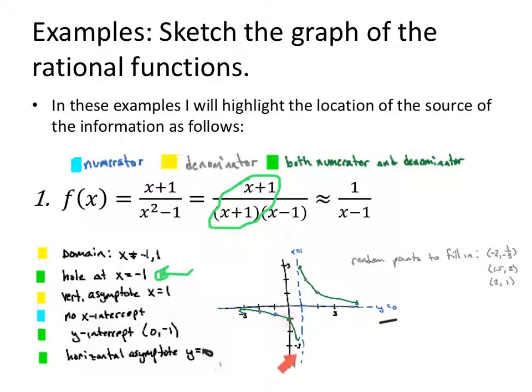Sketch in your vertical asymptote. It's where the denominator is 0 after the simplification. Sketch in your vertical asymptote, horizontal asymptote. I have a y-intercept at 0, negative 1.